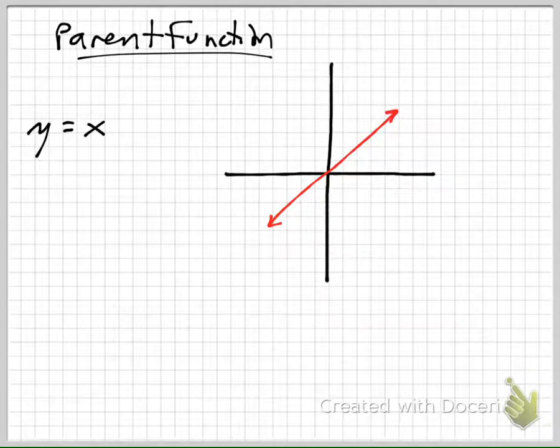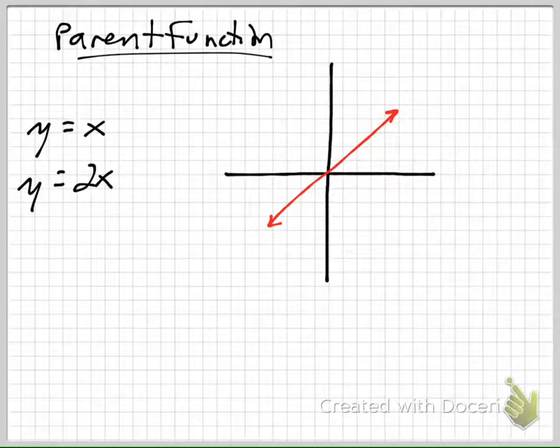What the parent function's job is, you can now adjust other functions to the parent function based on what the new function looks like. For example, if I had one that was y equals 2x, what does that mean that's going to happen in relationship to the parent function? What's going to be the only difference? The slope is going to be steeper, right? Compared to the parent function, the slope is going to be steeper.